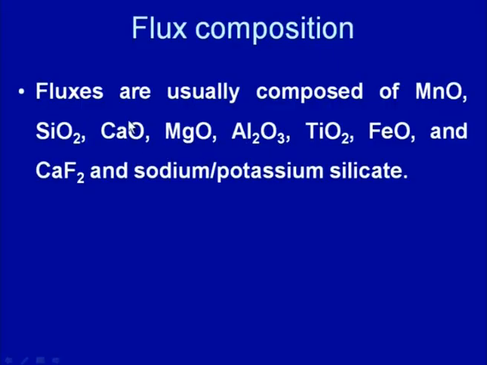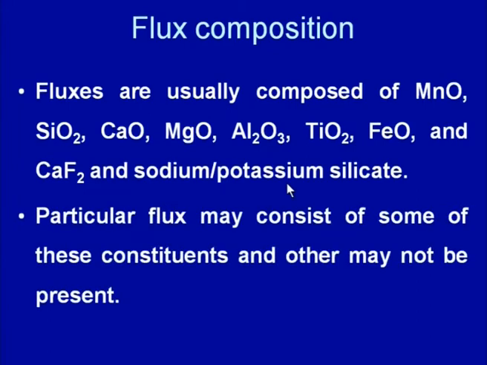The flux composition: the fluxes are composed of a variety of constituents, and each constituent plays a different role. These things we have described earlier, but just as a reminder, these fluxes are usually composed of magnesium oxide, silica, calcium oxide, manganese oxide, alumina, titanium oxide, ferrous oxide, calcium fluoride, and the silicates of potassium and sodium. Here these silicates act as a binder, and some of these oxides act as a donor of oxygen or receiver of oxygen.